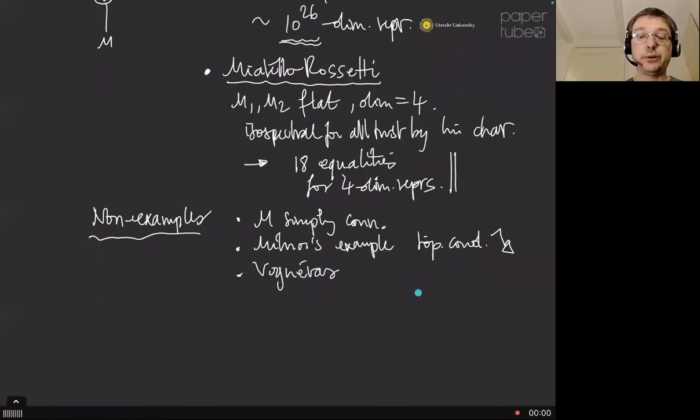You also can't do these famous things of Vignéras. And this is because there is no diagram. The fact that there is no diagram here has to do with commensurability and arithmeticity in this example. So this is also bad.